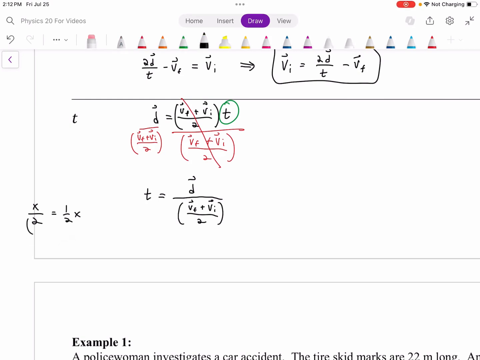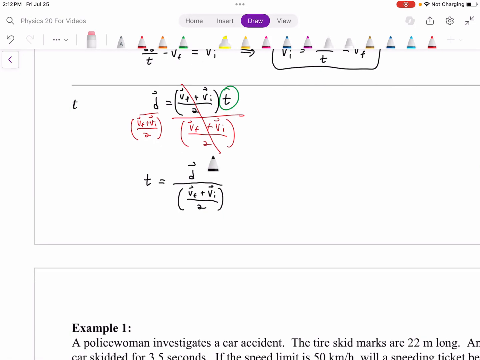Recognizing that 2 could be written as 2 over 1, right? For a more fraction-y example, x divided by 3/4 is the same as 4/3 times x, right? Dividing by a fraction is the same as multiplying by that fraction's reciprocal, the flipped fraction. So applying that here, dividing by (vf plus vi) over 2 is actually the same thing as multiplying by 2 over (vf plus vi).